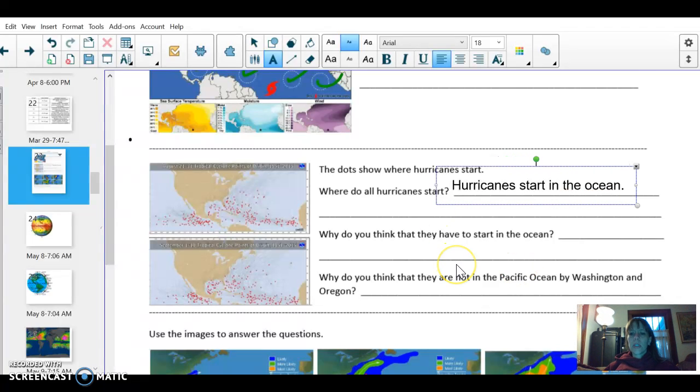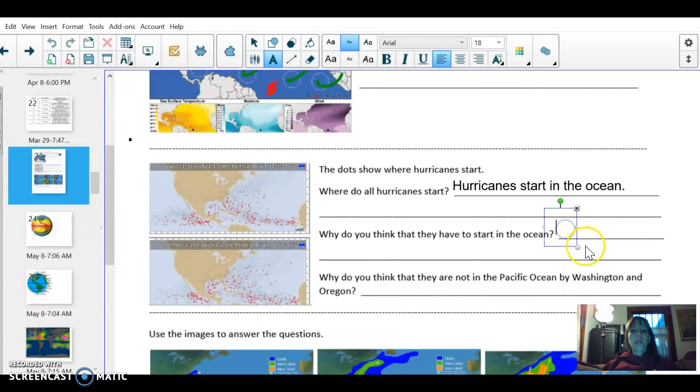Okay, so then the question is, why do you think they start in the ocean? So if you look here, notice they don't ever start on land. So why do they start in the ocean? Okay, write your idea here and then press play when you're ready. Okay, so more than likely what we talked about in class is that the hurricanes need the moist or wet air above the ocean.